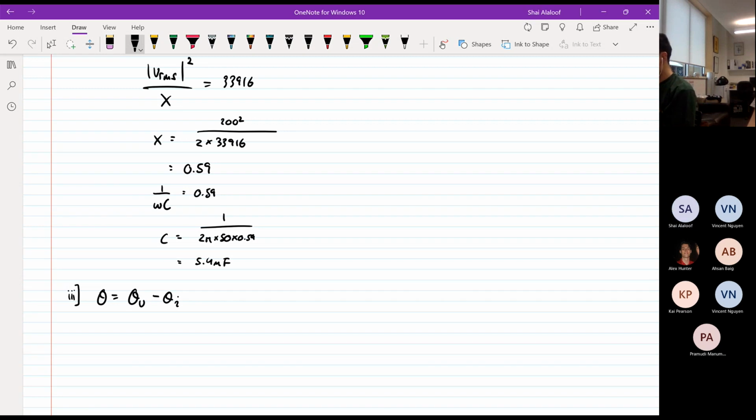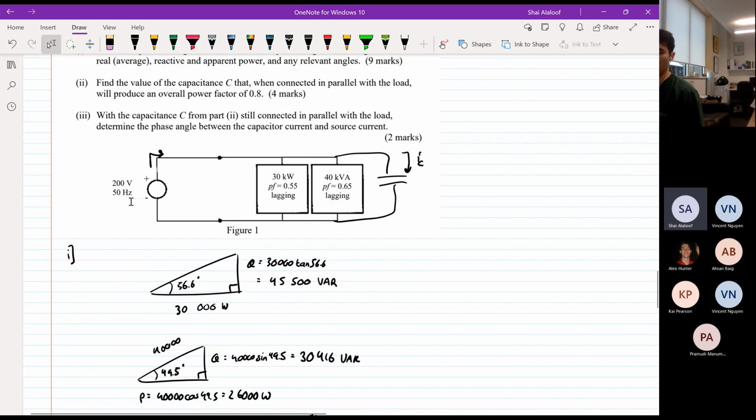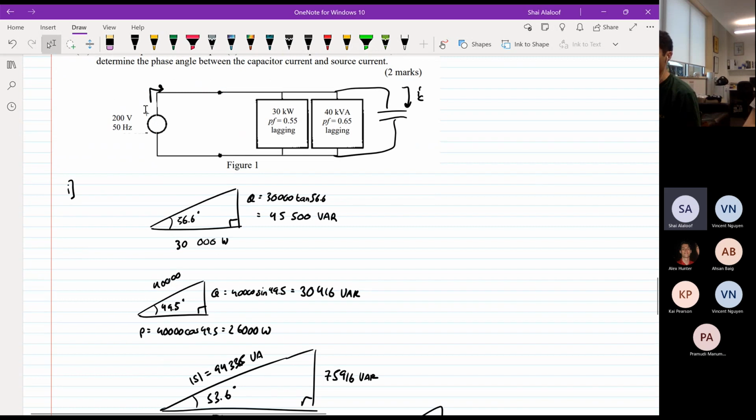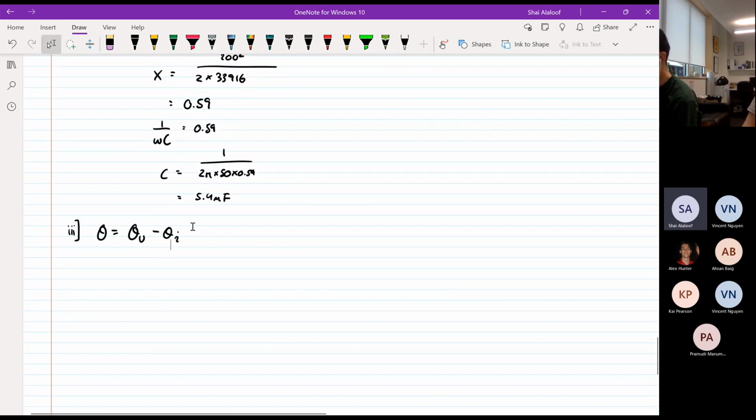The voltage source wasn't specified to have any phase, so theta v is going to be 0, because it just says 200 with a frequency of 50 hertz. And theta is about 36.87, minus theta I. So theta I is equal to minus 36.87. Cool.